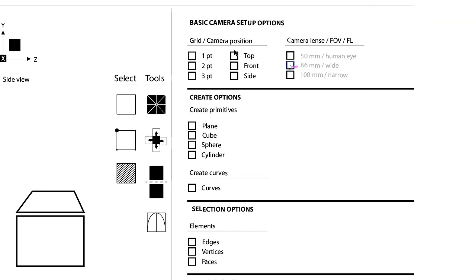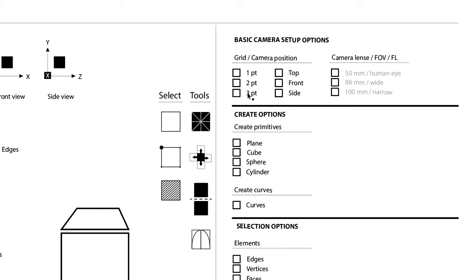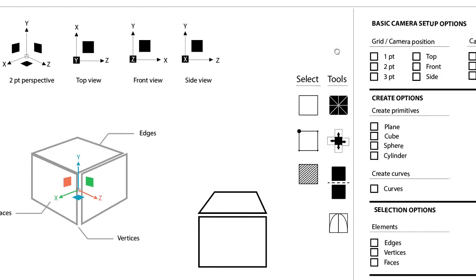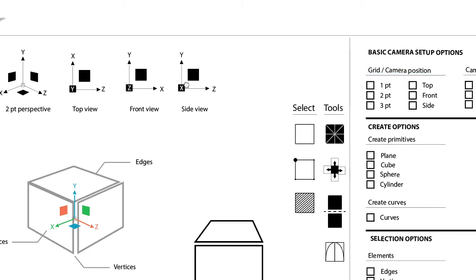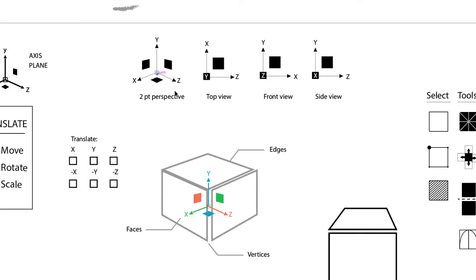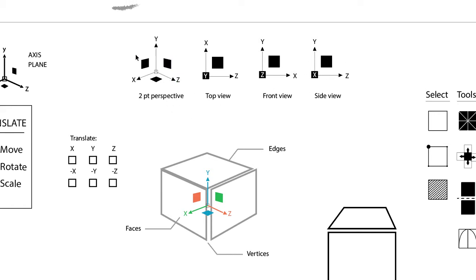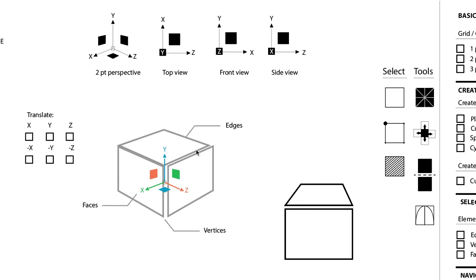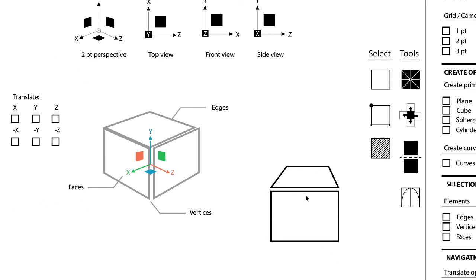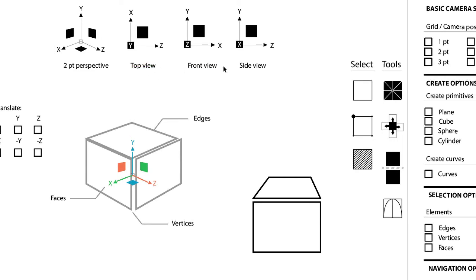So the first thing I want to think about is 1-point perspective, 2-point perspective, 3-point perspective, a top, a front, or a side. All right. So this thing here basically has to do with the grid and the camera position. All right. So these are these four things here. It's the perspective view. All right. So is it a 1-point perspective, 2-point, or 3-point? Okay. So this is basically a 1-point perspective. Okay, so this is not the top or front or side view. This is a perspective view because I can see more sides.